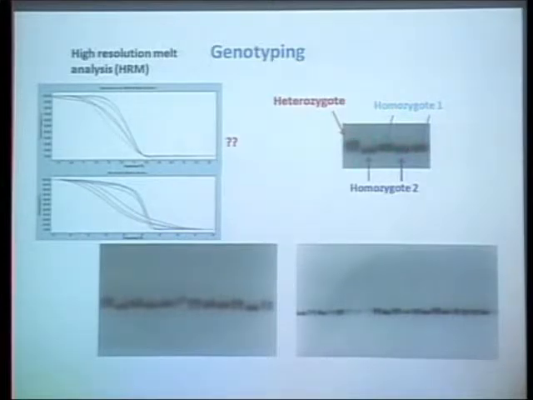Here you see the two homozygotes. These two are parental 1, and these two are parental 2, that means they look like the other two parents, and this is a hybrid. So it was separated on a high percentage gel.